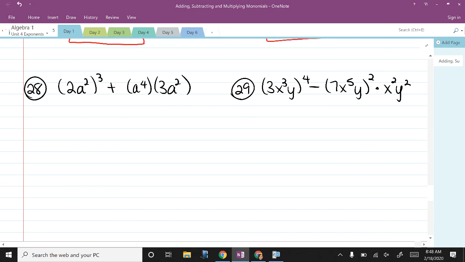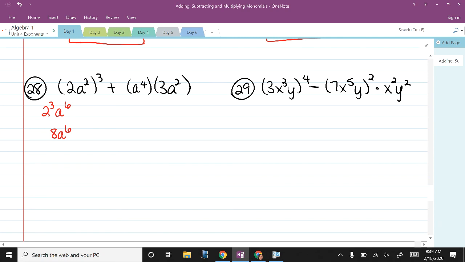Y'all are waiting patiently. So power of a power. Let's start with that. 2a squared all to the 3rd. So that's going to be 2 to the 3rd and a to the 6. 2 times 3 is 6. Y'all with me there? And I'm going to go ahead and fix that. 2 to the 3rd power is what? 8. So that is just 8a to the 6th power. Y'all okay with that? Okay.